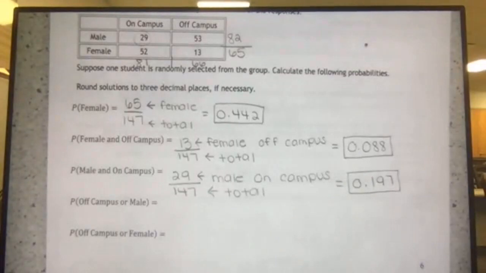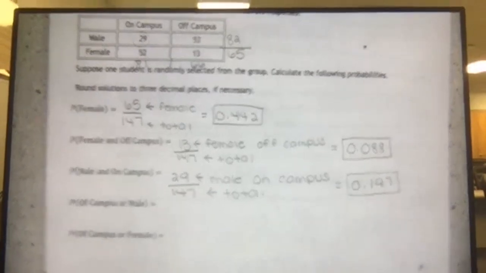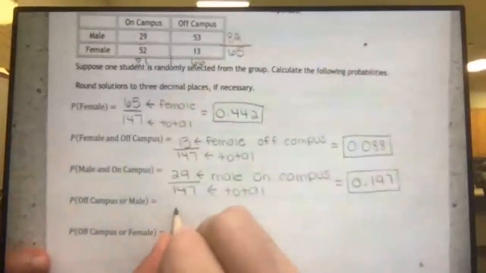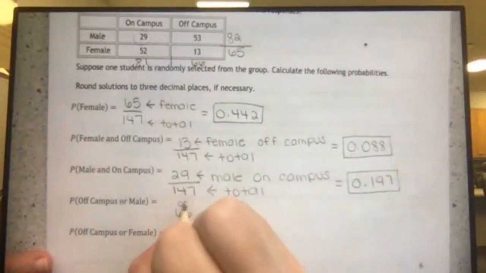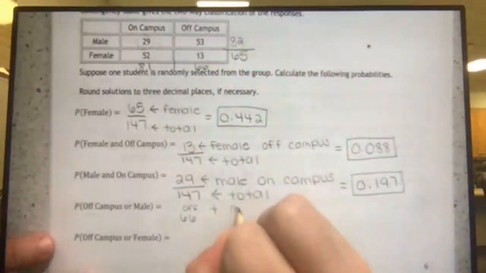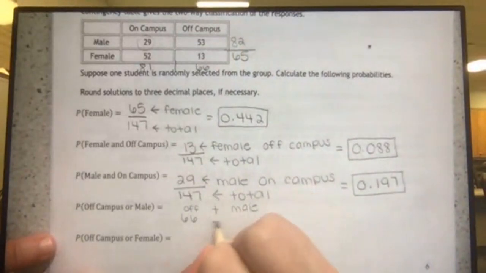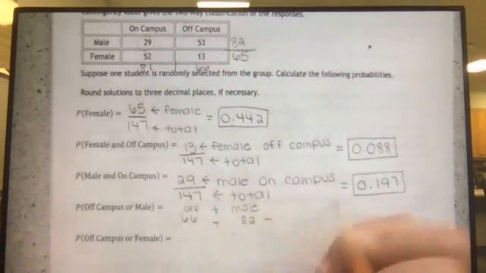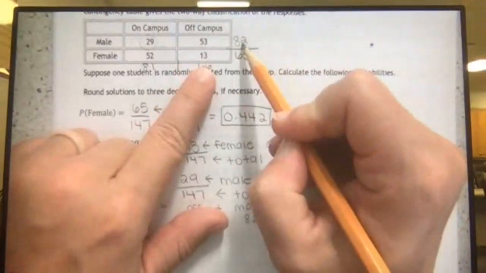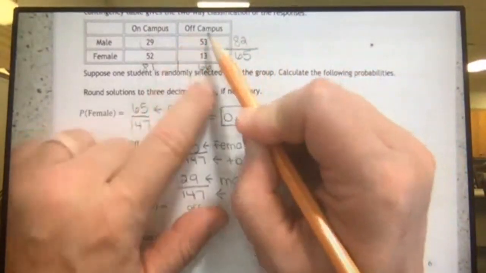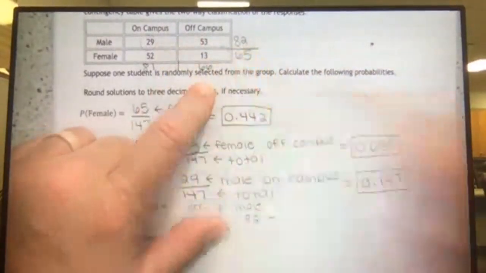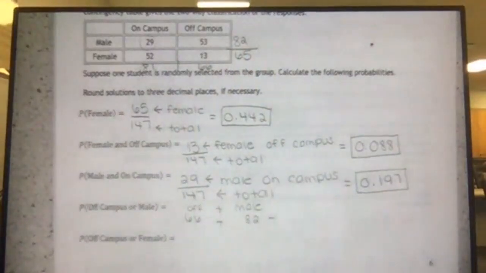All right, so probability of off-campus or male. So we kind of have to use the formula a little bit. So for off-campus or male, how many off-campus totals are there? 66. Plus how many males are there total? 82. But in that 66 and 82, I counted that 53 twice because I counted it going down and I counted it going over. So we counted it twice. So I need to take it out one time.